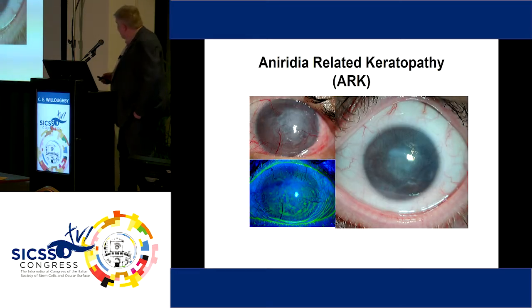We discussed this yesterday. Here we can see pannus, neovascularization, corneal opacity, and then this conjunctivalization of the corneal surface with fluorescein uptake. So patients develop a progressive corneal scarring with age, usually in their teenage years.